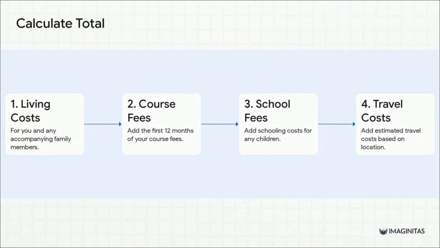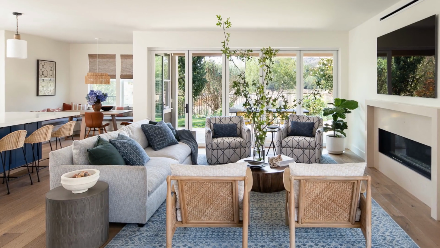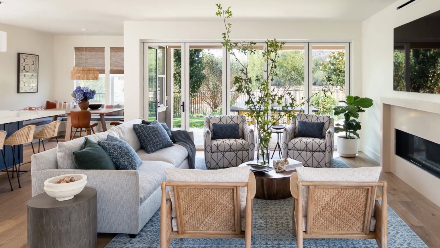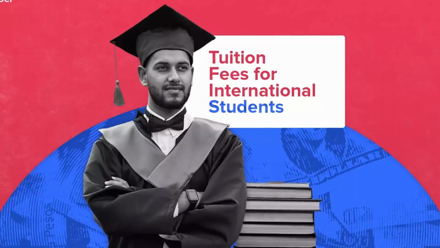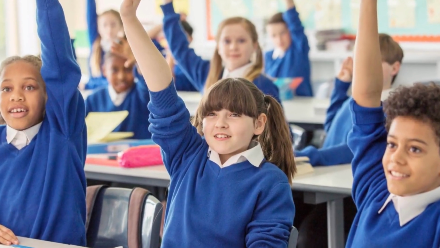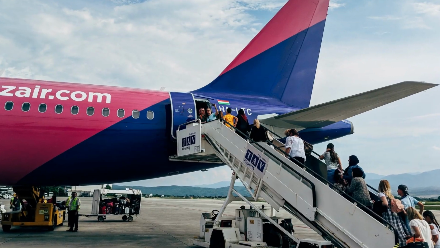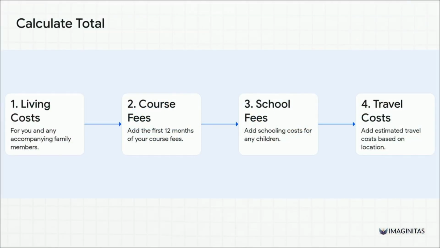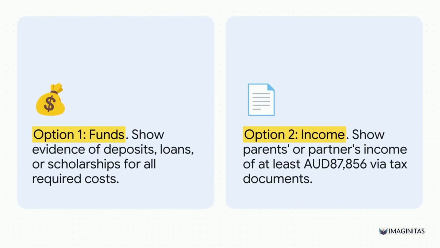So how do you get your grand total? It's just a simple 4-step process. First, add up all the living costs for everyone coming with you. Second, add 1 year of your tuition fees, but you can subtract anything you've already paid. Third, add those school fees for the kids. And finally, tack on your estimated travel costs. Easy peasy. So how do you actually prove you have all this money?